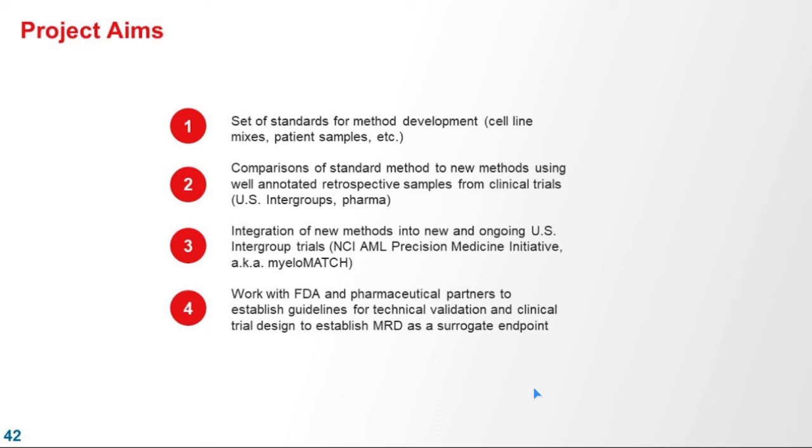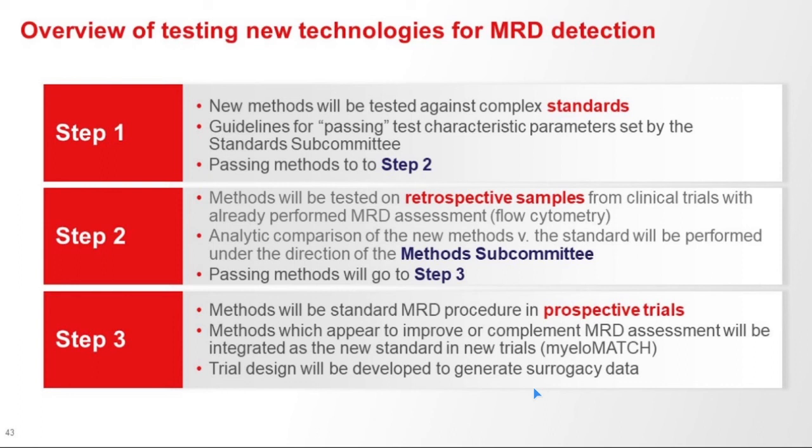So you can imagine how this would work, right? If you had a new technology, the first thing you would do is use the standards that we established and make sure it behaves as you'd expect. And then if that works, you would test it against the retrospective samples that we've accumulated. We now have our tabs on several thousand serial samples from various intergroup trials. If those methods look good and look to beat the existing technology, step three would obviously be to roll them out and try them in a prospective trial to validate them.